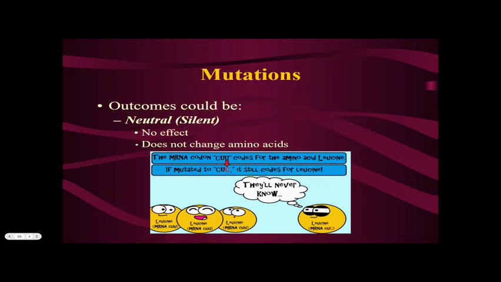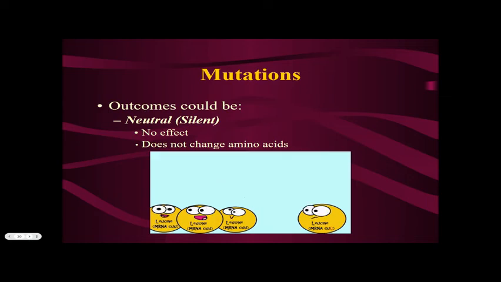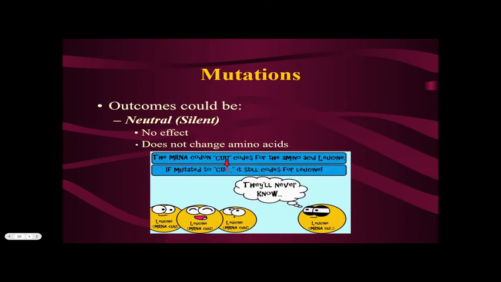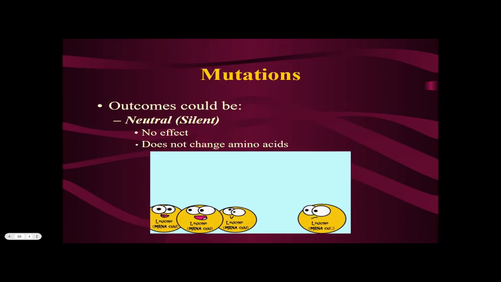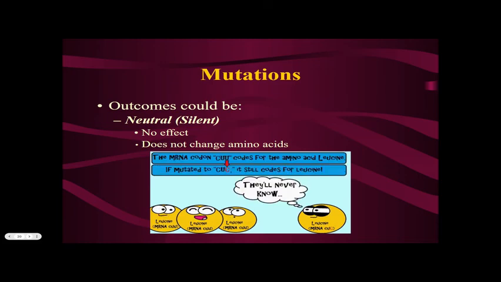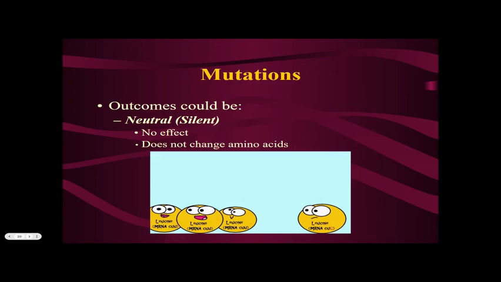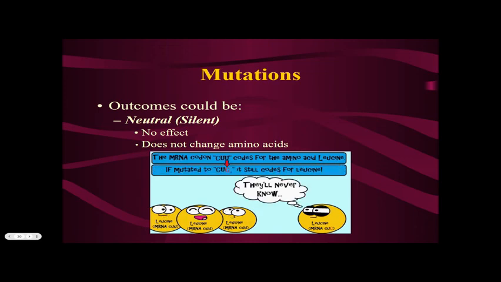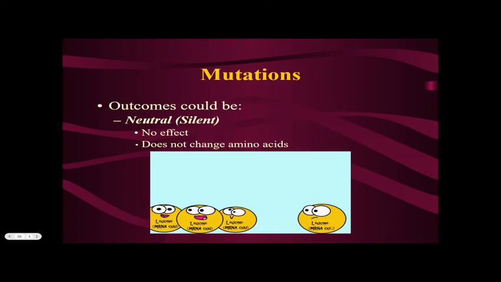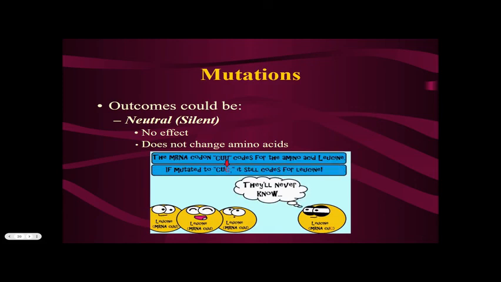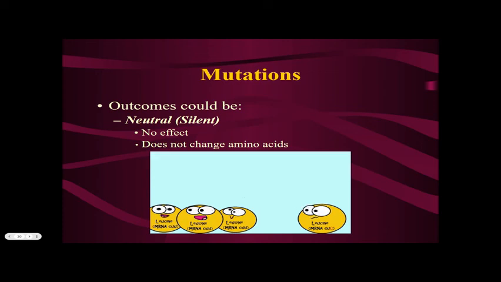And finally, the outcomes that mutations can cause. It is possible for mutations to be neutral or silent, which means there's a change in the DNA or the RNA, or there's some change in the genetic material, but it causes no effect on the organism. It doesn't change the amino acids. And this animation shows that we could have CUU, which means leucine, and even if it mutates to CUC, that's still going to give us leucine. So we would have a mutation, a change in the genetic code, but it's not going to cause any effect on the organism.